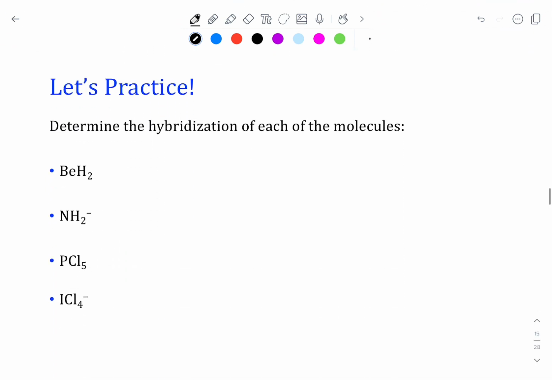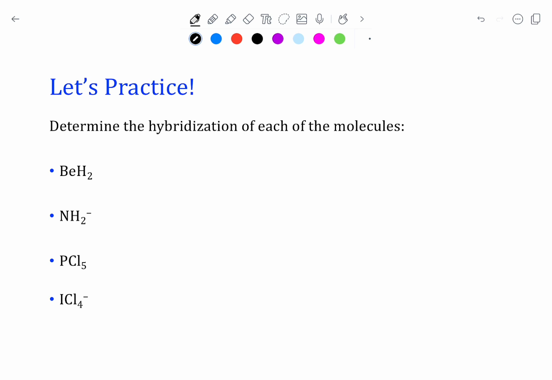Okay, so let's practice this. Let's determine the hybridization of each of the molecules below. So the first thing that we're going to want to do is draw our Lewis structures for each of these compounds. And then we're going to look at their central atoms and determine what their hybridization is. And along the way, I'm going to show you a few tricks to make it a little bit easier for you. So what I'm going to do first is draw out the Lewis structures for all of these molecules.